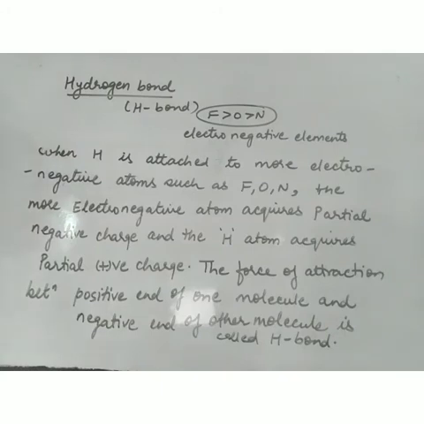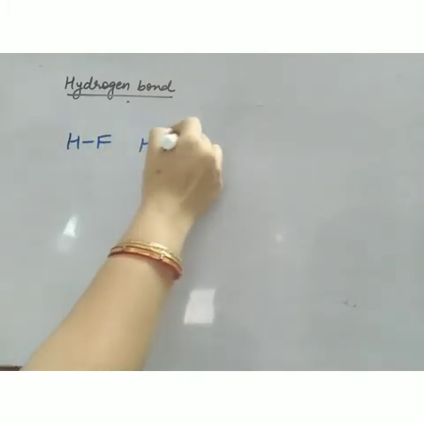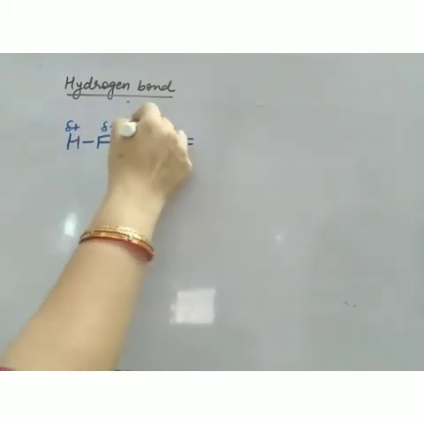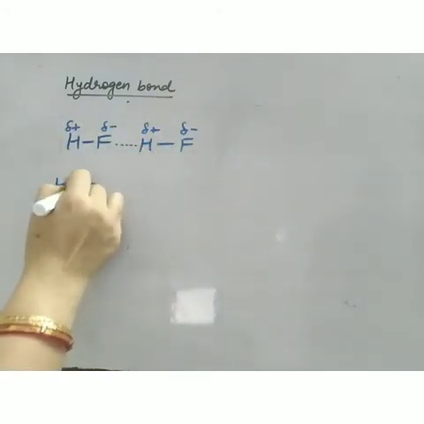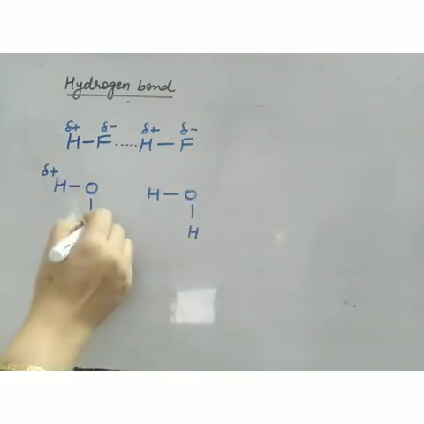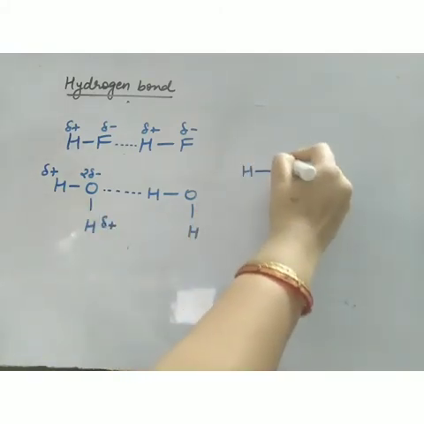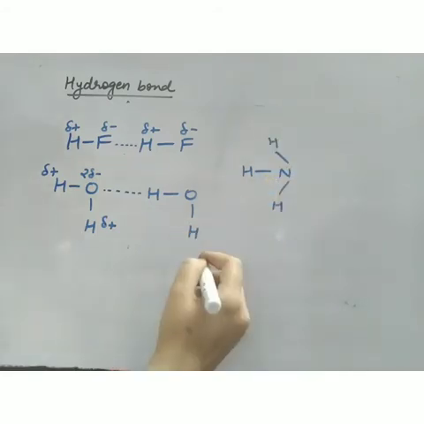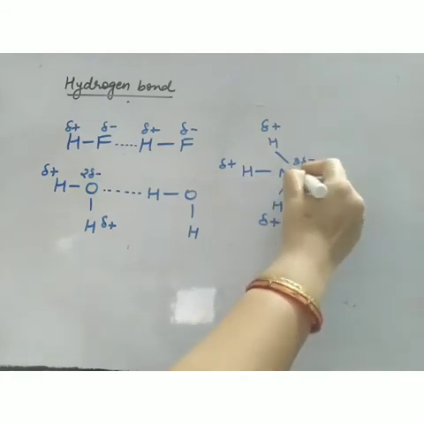Okay, now let's discuss some examples. The first is HF, like this. The second example is water. This is the structure of water. Now del plus, so it will be 2 del minus, like this. Now it will be attracting. And the third example is ammonia. Ammonia is this. So del plus, del plus, del plus. So it will be 3 del minus, like this.